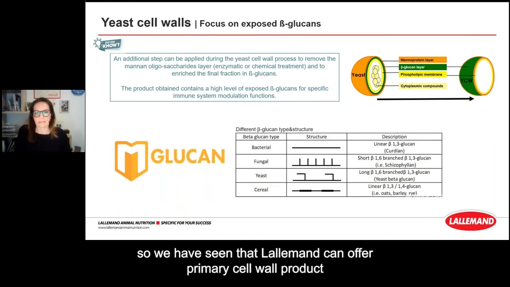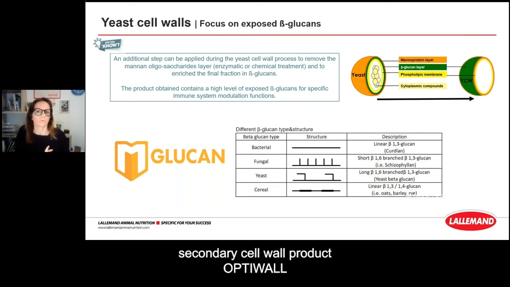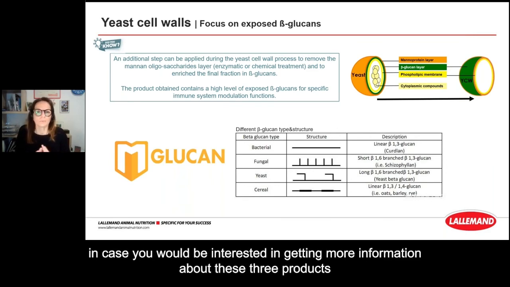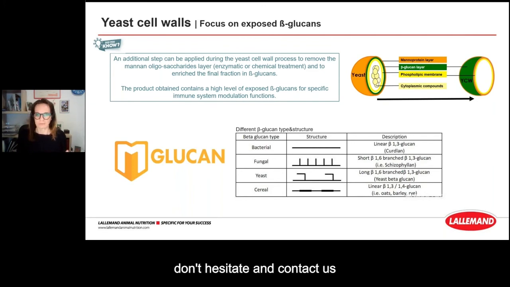So we have seen that Lallemand can offer primary cell wall products, Agrimos, secondary cell wall products, Optiwall, and also purified beta-glucans, M-glucan. In case you would be interested in getting more information about these three products, don't hesitate and contact us.